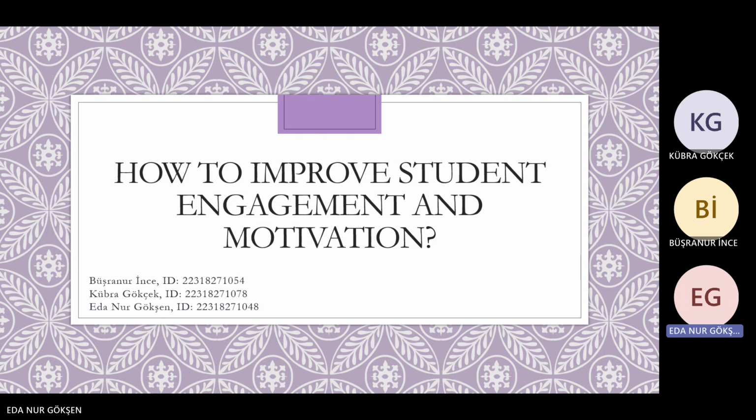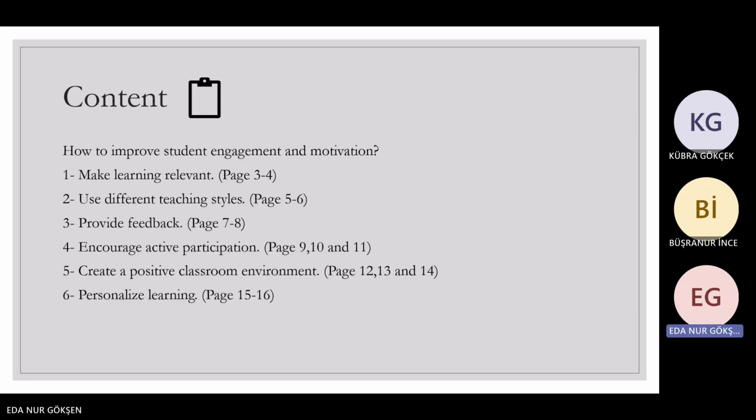Welcome to our presentation on improving student engagement and motivation. Today we will explore six key topics that are crucial for creating an effective learning environment. These topics are making learning relevant, using different teaching styles, providing feedback, encouraging active participation, creating a positive classroom environment, and personalizing learning. These topics encompass various aspects of enhancing student engagement and motivation.